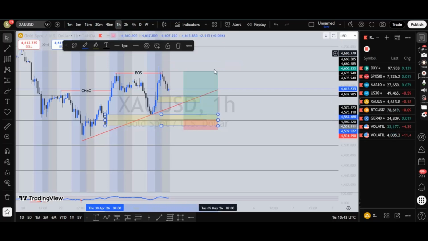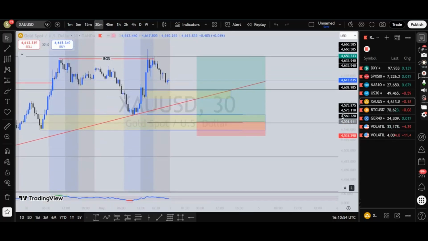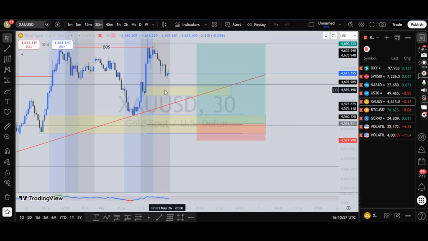From there, then I look forward to buy. So why am I having another yellow line, which is a demand zone on this low? So now let's zoom down to the 30 minutes time frame. The 30 minutes time frame, what do we have? I have another zone I mark. What is my zone? This is the demand zone. What is the demand zone?